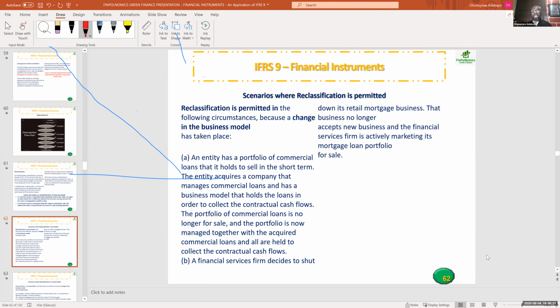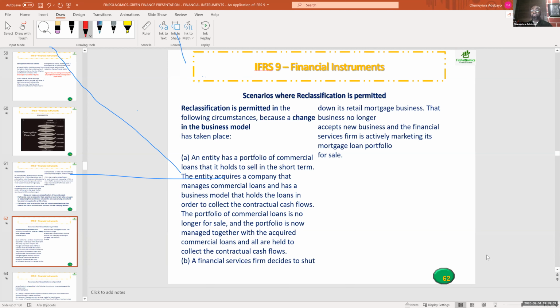This is because, as a result of the business combination, you have been forced to change your business model from one to the other for you to have a synergy. Another example where such reclassification is permitted based on business model is a financial service company that has decided to shut down its retail mortgage business. They have a commercial loan unit, a retail mortgage business, a corporate finance unit and other things, but they have decided that a particular division, the retail mortgage division, has to be shut down.